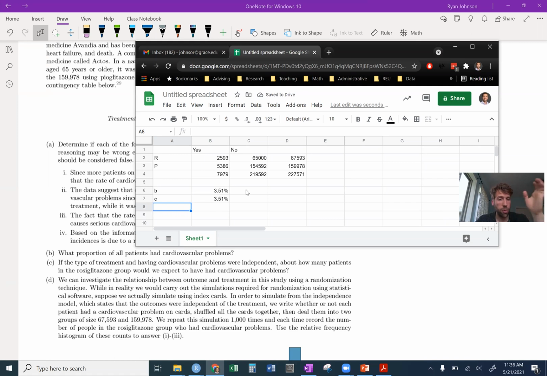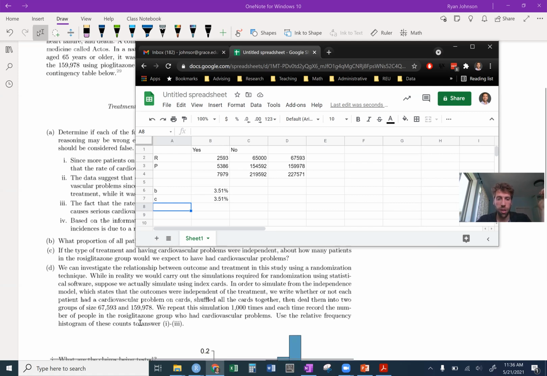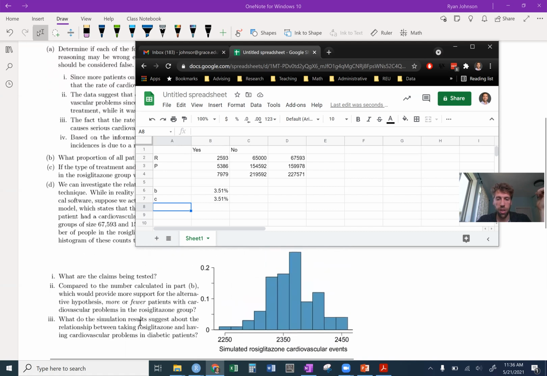Okay, if we investigate the relationship between outcome and treatment in the study using a randomization technique, while in reality we would carry out the simulations using statistical software, suppose we actually simulate using index cards. In order to simulate outcome independent of the treatment, we write whether or not each patient had a cardiovascular problem on cards, shuffle all the cards together, then deal them into two groups of size 67,593 and 159,978. Who would have time for that though? We repeat the simulation 1,000 times, and each time record the number of people in the R group with cardiovascular problems. Then we look at the relative frequency here.